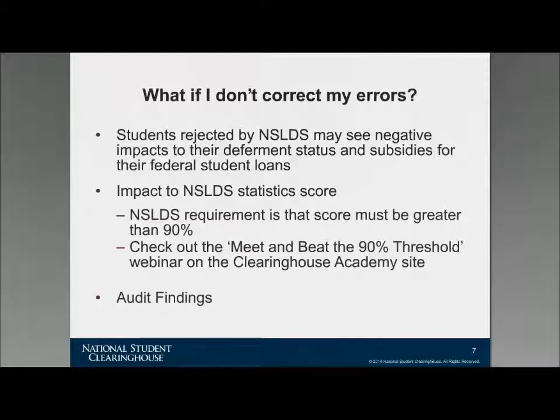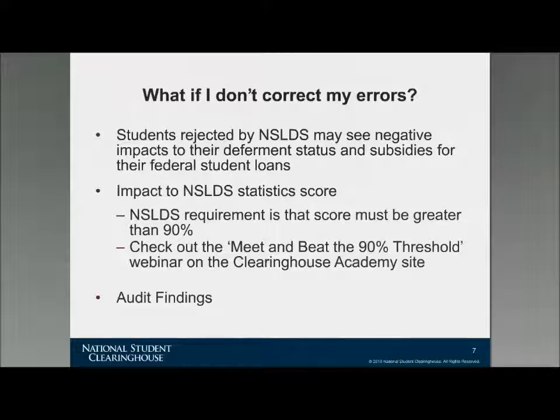So the big question with this shift in expectations from NSLDS and auditors is what happens if you don't correct your SSCR errors. First, any students who have SSCR errors returned are getting rejected by NSLDS. That means that their enrollment is not getting loaded into the NSLDS system, and it is not available for the servicers of federal loans to see. Not being able to verify the student's enrollment could result in the loss of student loan subsidies and can also cause students to be taken out of deferment and put into repayment while they are still in school.